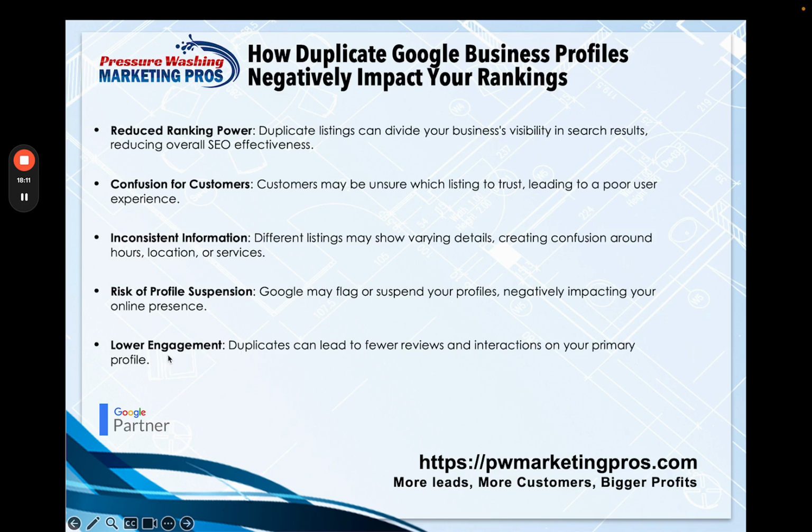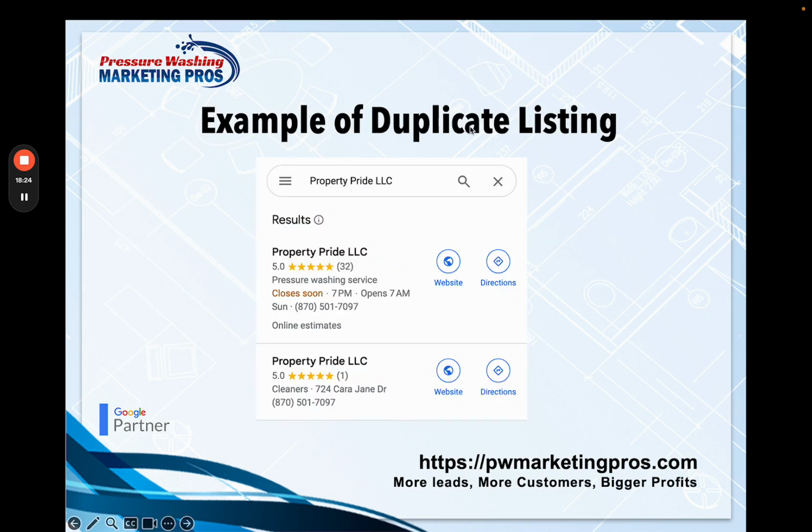And also lower engagement, which is also a ranking factor, as you guys know I went over. So duplicates can lead to fewer reviews and interactions on your primary profile. And I've seen that, guys. I've seen it, and here's an example of it right now. Like, here's an example. Sorry, Property Pride. You were one where I saw it immediately, right?